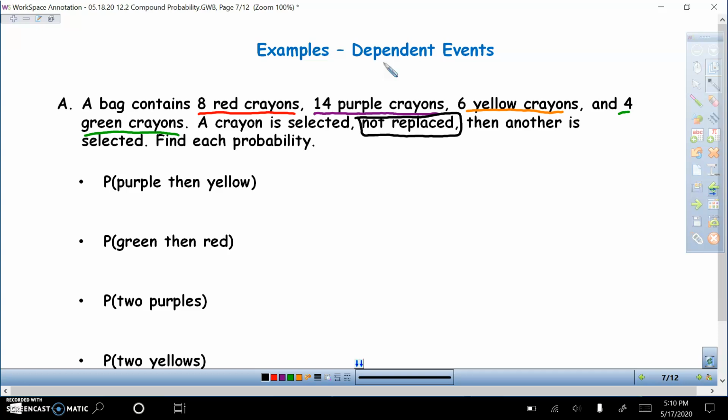So the probability of drawing a purple and then a yellow. So I have 14 purple out of the same 32 crayons. But now I'm not putting it back. So when I do my second draw, I still have 6 yellow crayons in this bag, but now I only have 31 crayons left because I took one of those crayons out for the purple draw. So again, like the previous slide, simplify what you can.